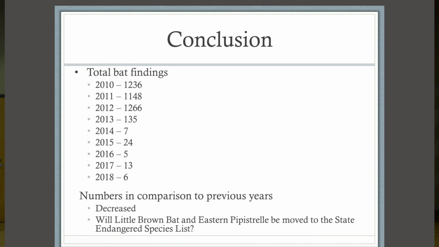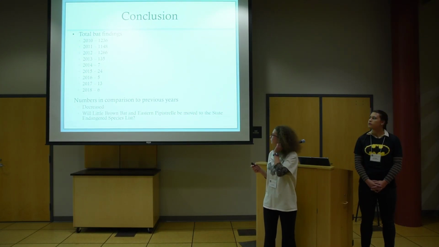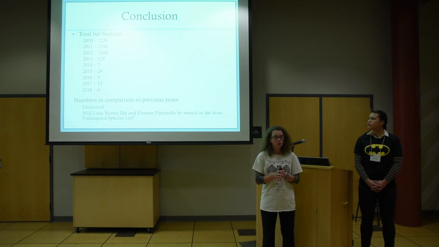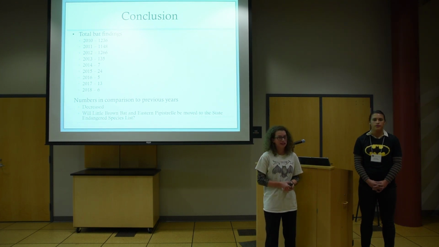This is a summary slide just showing the raw numbers again, and you can see that huge decline from 2012 to 2013, as well as another remarkable decline from 2013 to 2014. As you can see, the numbers have obviously decreased dramatically since we began this study. And a few questions to consider are about whether the little brown bat or the eastern pipistrelle will be moved to the state endangered species list. And in fact, before this presentation, we were informed that the little brown bat has been moved to the state endangered species list.